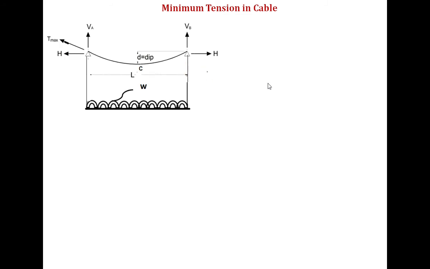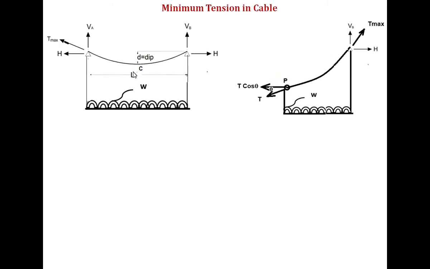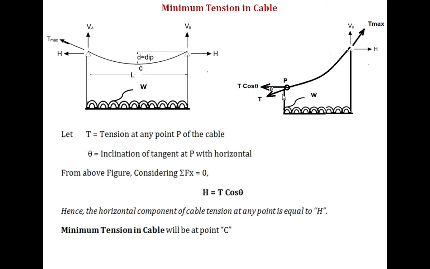Let us consider what is the minimum tension in the cable. Let us consider this right hand side first, and at some distance, at some angle theta, let's consider a point in between where the tangent T is the tensile force in the cable, and let us resolve that into two components. At angle theta, this is going to be T cos theta.